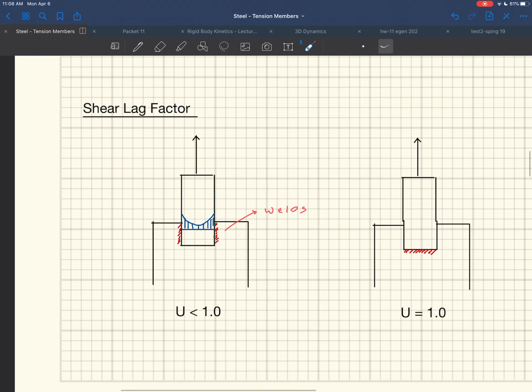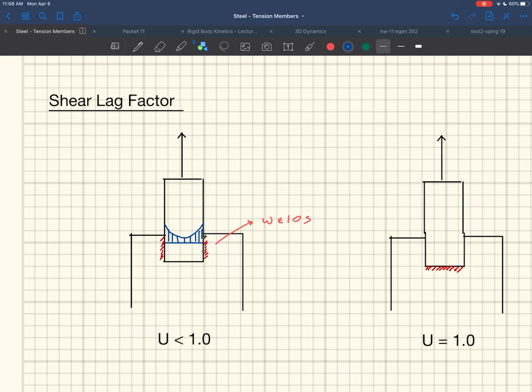If I move far away from that connection, my stresses do become uniform. They do end up looking like this as I move away. That delay is called shear lag, right? You'll see this a lot if you go into structural engineering, in a bunch of different places. It's a concept that comes up a lot. Near where the connection is made, you have non-uniform stresses, but as I move away from the connection, it becomes uniform stresses. That delay is called the shear lag factor, or just shear lag, that delay between here and here.